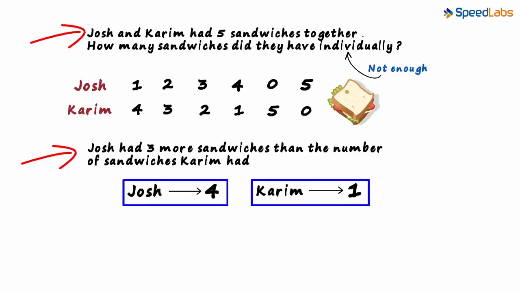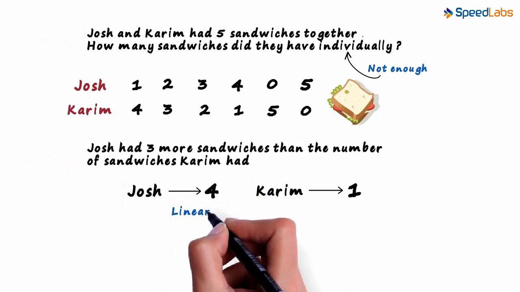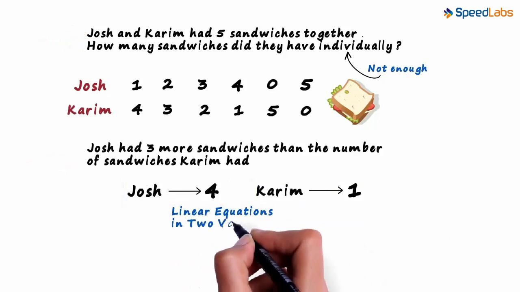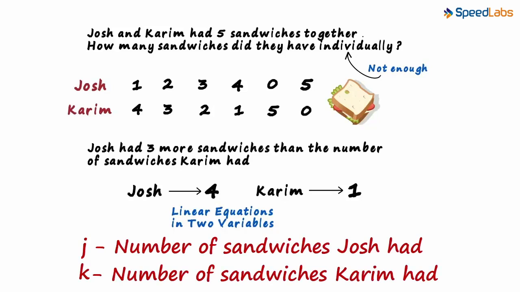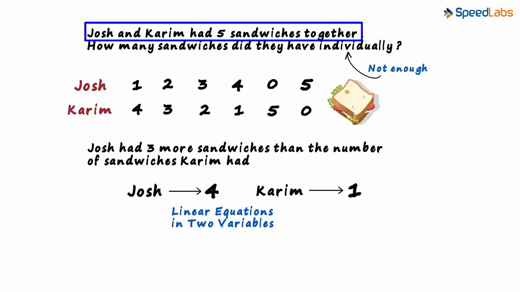When you understand this concept, you would find linear equations in 2 variables really simple. We are indirectly given 2 equations. We can use letters J and K to represent the number of sandwiches Josh and Kareem had individually. Josh and Kareem had 5 sandwiches together can be written as J plus K equals 5.